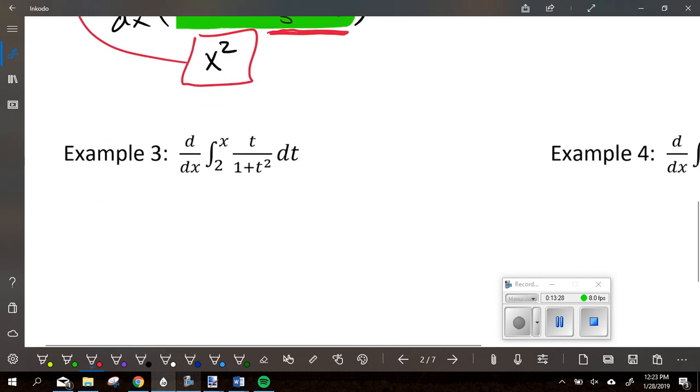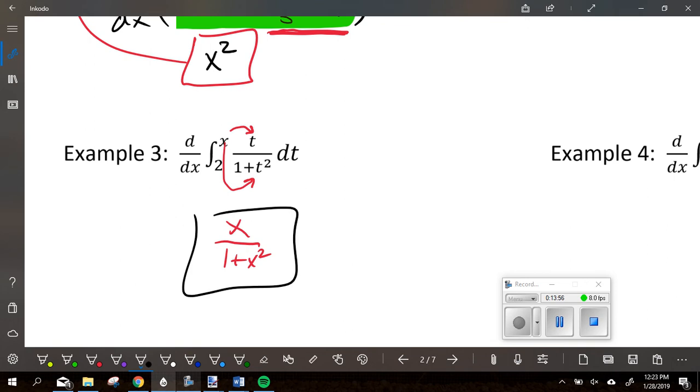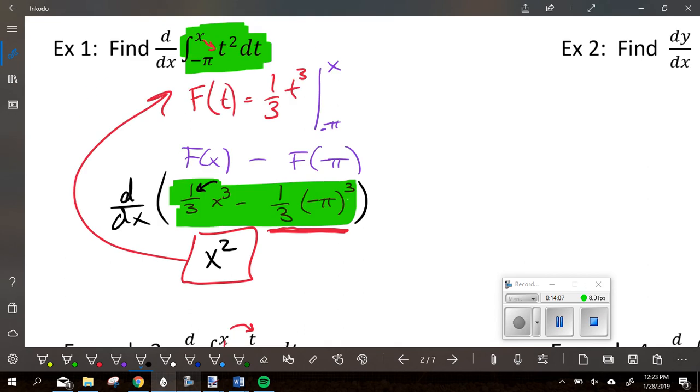So look at example 3 down below. Again, we got to check two things. We're starting with a number. We're going to x. X is our upper bound. We're taking the derivative of that integral. Because x is in my upper bound and it's just x, all we have to do with this guy is plug x in. My answer to this question, what is the derivative of that integral? The answer is x over 1 plus x squared, because my upper bound is x and only x. The derivative of this integral is exactly that, but instead of t's, we threw in the x. That's what we just proved up above.